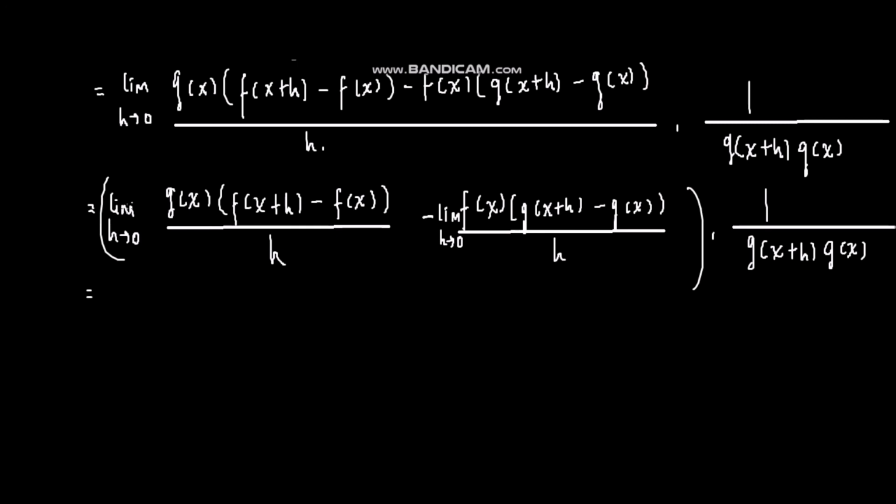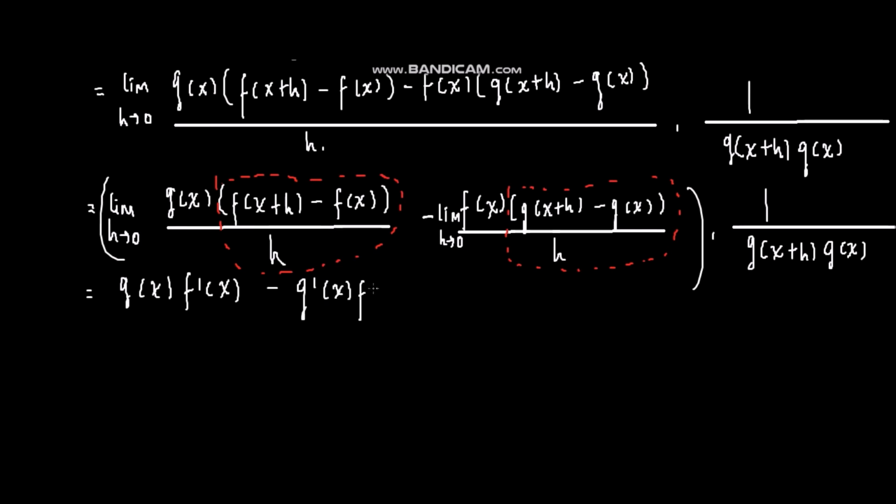Okay. So this whole thing, we know that the limit as h goes to 0 of this is just f prime of x. So I can rewrite this as g of x times f prime of x. Minus, and this, same logic. This whole thing right here is g prime of x, and this whole thing is f prime of x, because we're doing this in the context of limits, right? So g prime of x times f of x, over that thing right there.